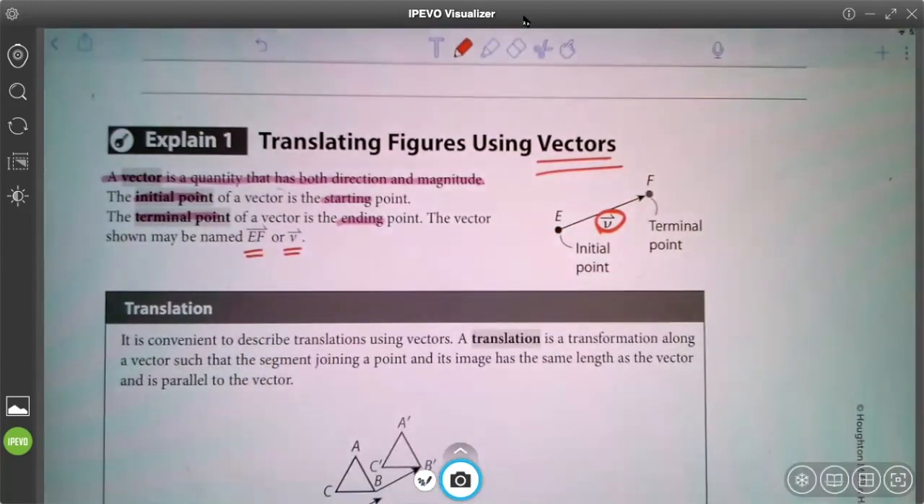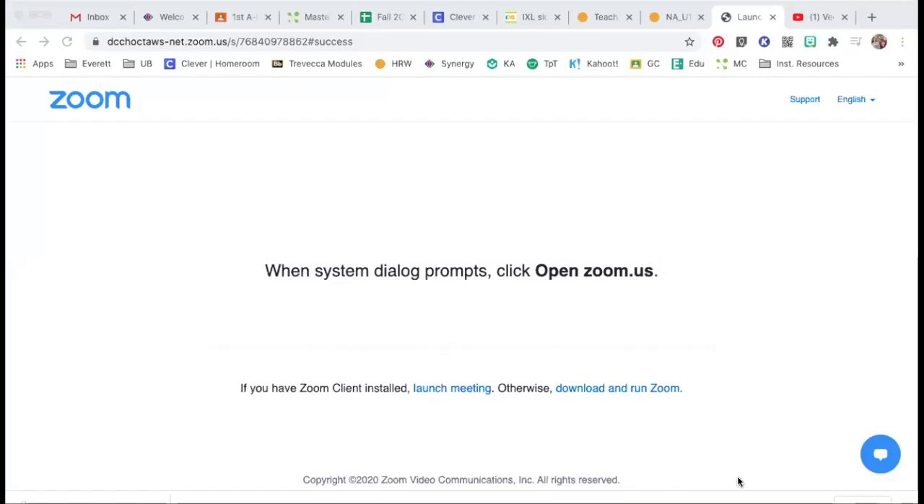You might be thinking that you've heard of a vector before, and you probably have. Let's see if you have heard vector in the same place that I have.